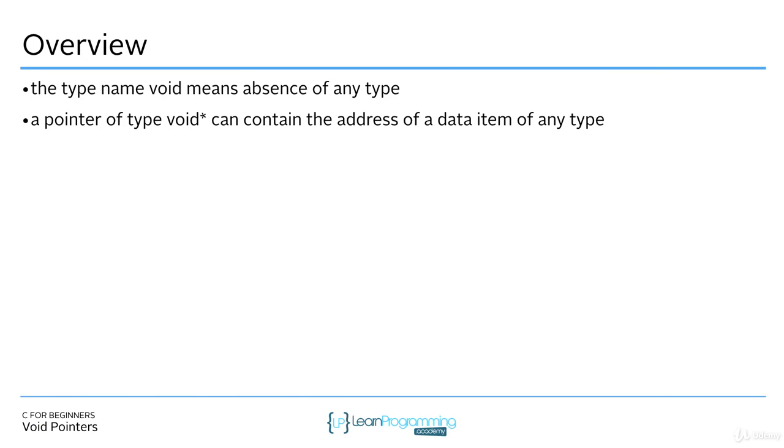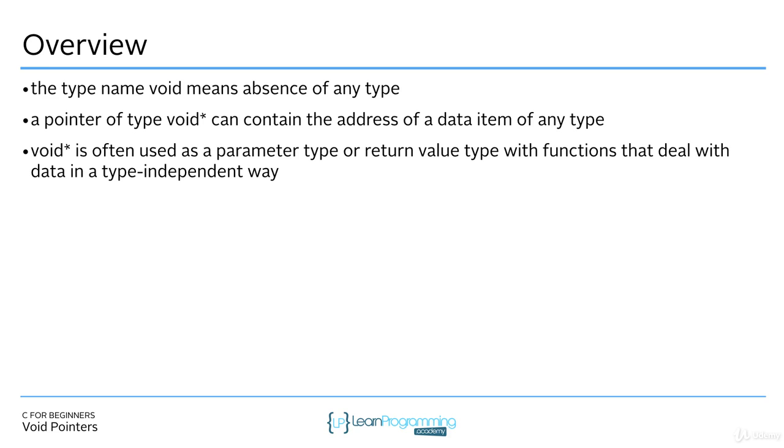What does this mean? Well, the type name void means absence of any type. So a pointer of type void star can contain the address of a data item of any type. So it has a lot of flexibility. If you don't know what you're going to store as a pointer, you can say void star. Pretty nifty. It's usually used in functions for function parameters. So void star is often used as a parameter type or a return type with functions that deal with data in a type independent way. So you can allow your function to be more flexible if it takes void star pointers.